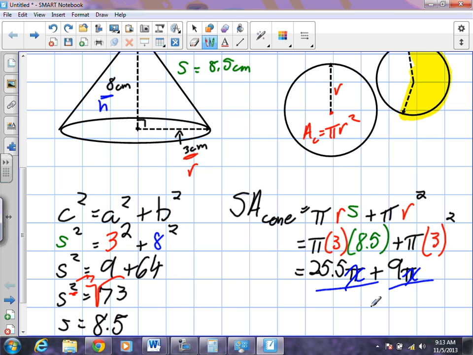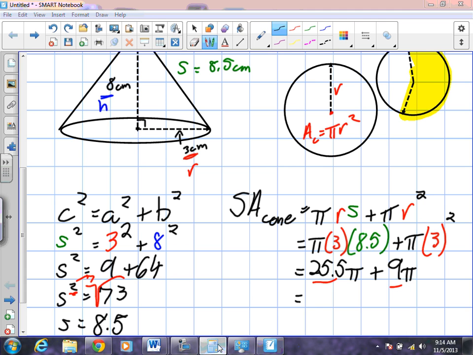And if I was to combine them, what would I do with the values? If these were both x's, what would I do with these coefficients? I would add them together. So let's just call these pi in this case. Okay? So I'm going to add the coefficients together. If you would prefer to multiply them and get the large decimals, that's fine. But I'm going to add these two together. 25.5 plus 9, anyone know? And I just keep the pi at the end. This way, I only have to do one step of multiplication in my calculator.